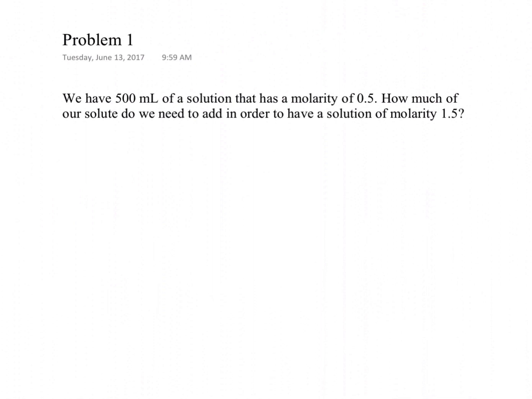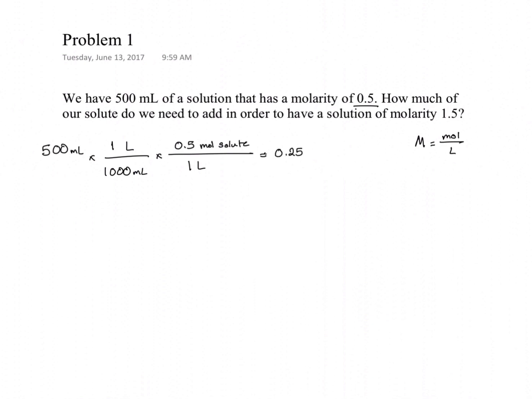So we have 500 milliliters. And we know that molarity is in units of moles per liter. So we're going to take our milliliters to liters. We know that there is 1 liter per 1,000 milliliters. And then we multiply by our original molarity of 0.5, so 0.5 moles of solute per 1 liter. And this tells us that we are starting out with 0.25 moles of our solute. So this is what we're starting with.